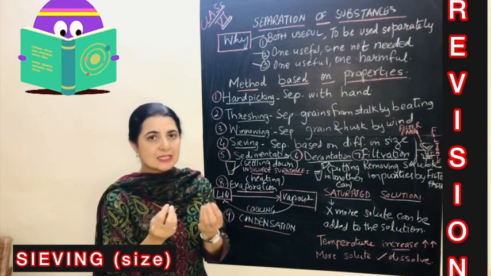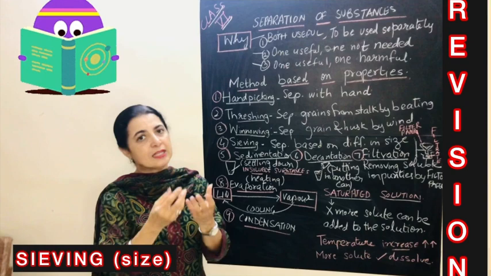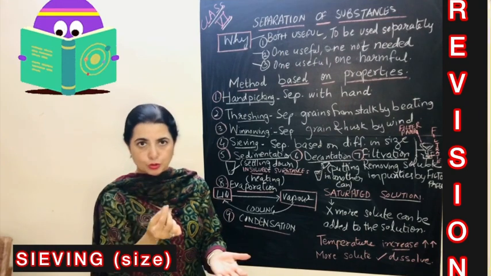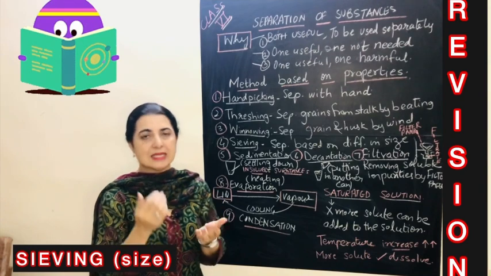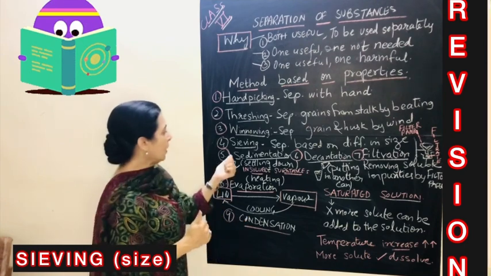जो flour है that is very finely ground and that will just pass through the sieve जिसके holes बहुत छोटे होते हैं और जो थोड़े भी बड़े particles हैं या जो बड़े substances हैं they will stay on the sieve and we are able to separate it.